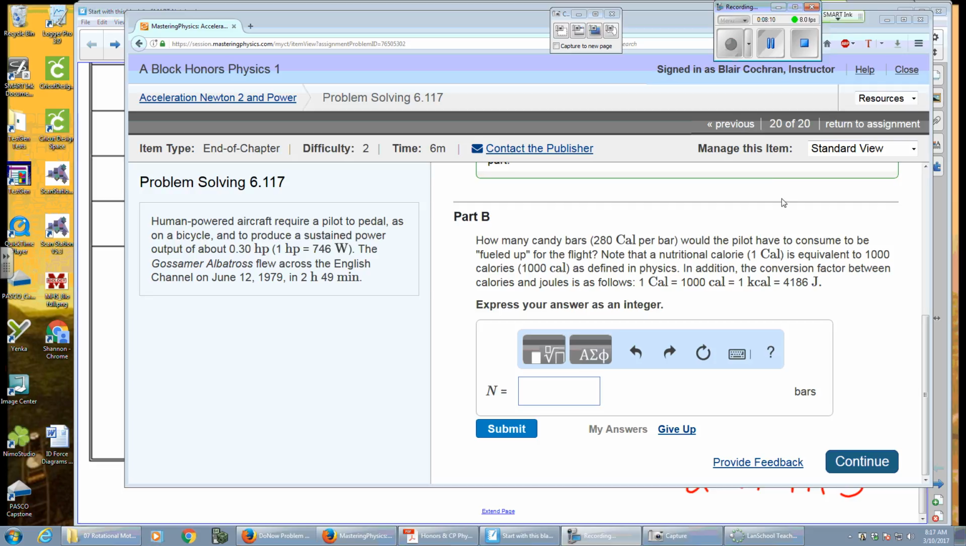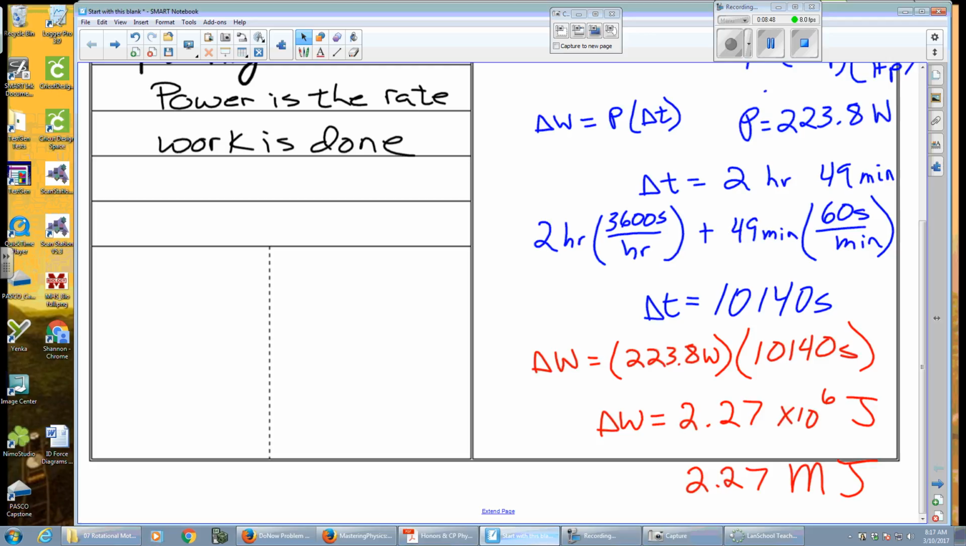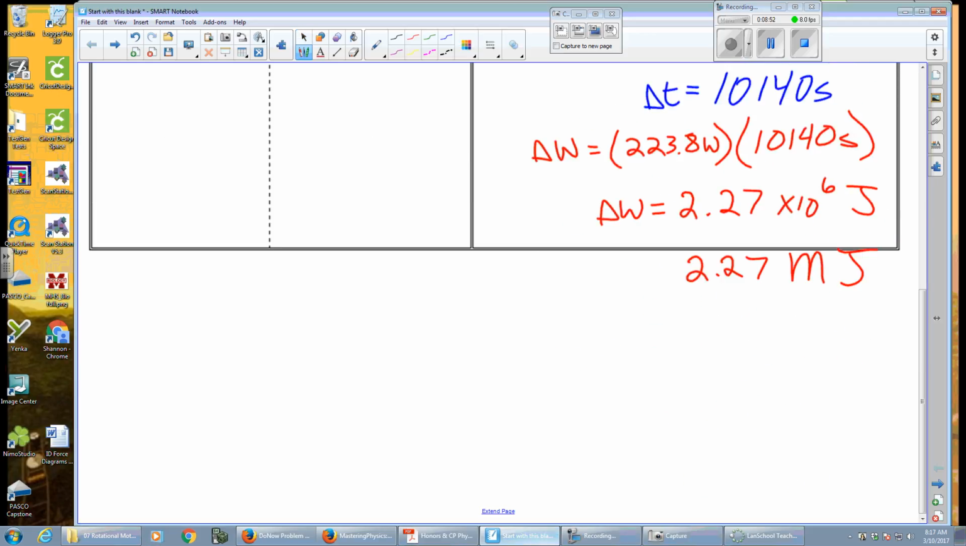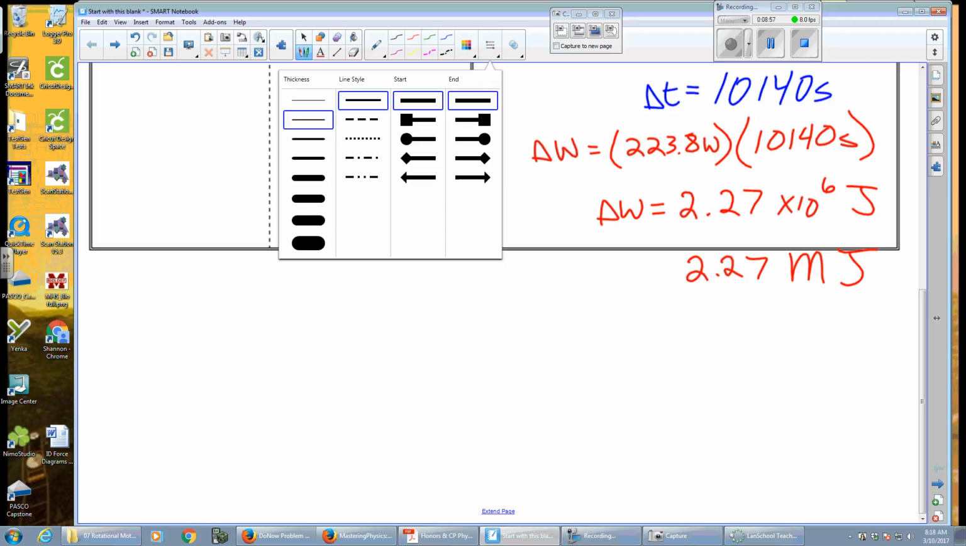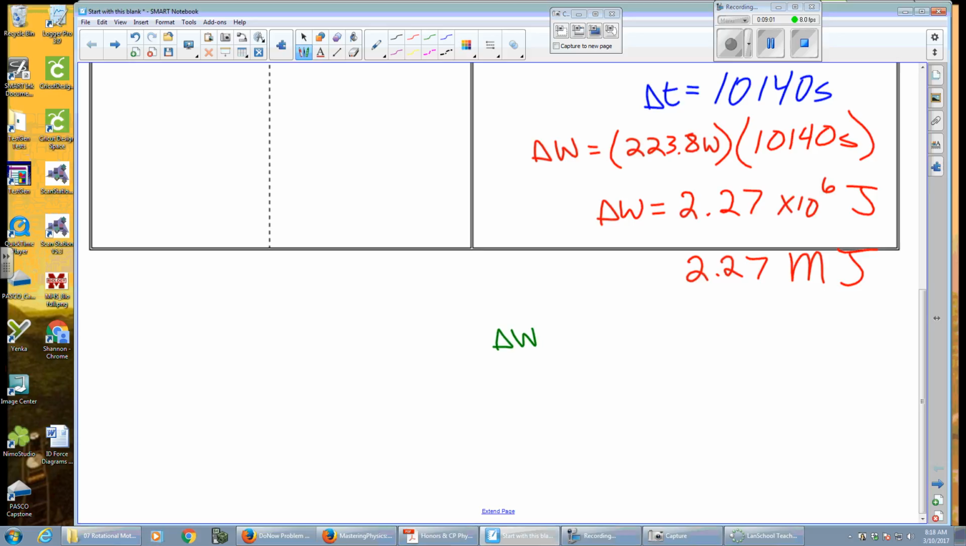And then part 2. Do we need to do part 2? I mean, because it's really just conversions, right? So we've got 1 food calorie equals 4,186 joules. And each candy bar is 280. And they want to know how many candy bars. So all we're doing here is taking our answer, so we're going to take the amount of work and convert it from joules to calories, and then convert that from calories to candy bars.